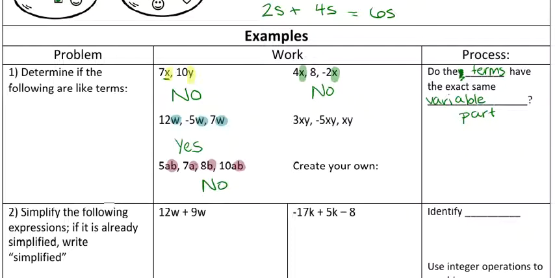Next one, I have 3xy, negative 5xy, and xy. Those are 3 different terms. And this last one, if I need a number, I'm going to put a number 1.